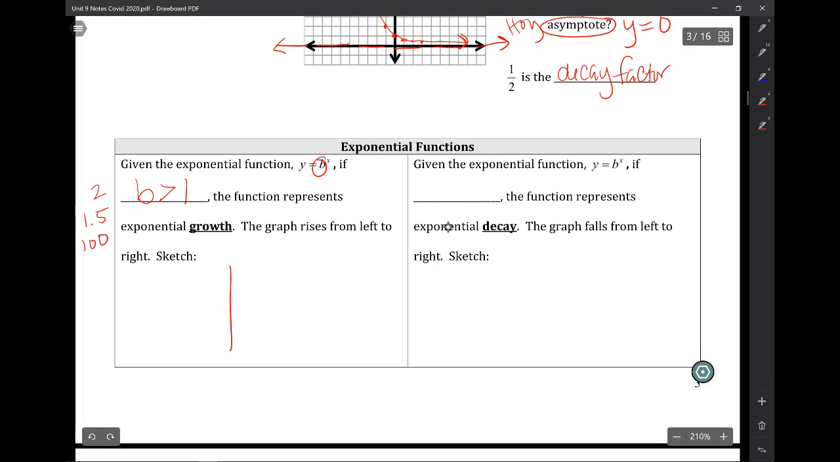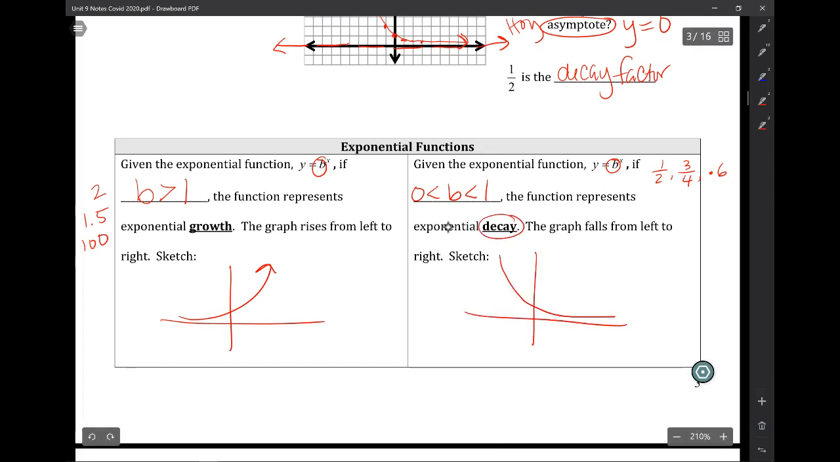The graph is going to rise as it goes from the left to the right. But if the base of our exponential, don't think negative, if it is a fraction that falls between 0 and 1, 1/2, 3/4, 0.6, whatever, that's going to give me a decay function, and that's when the graph is going to fall over that interval.